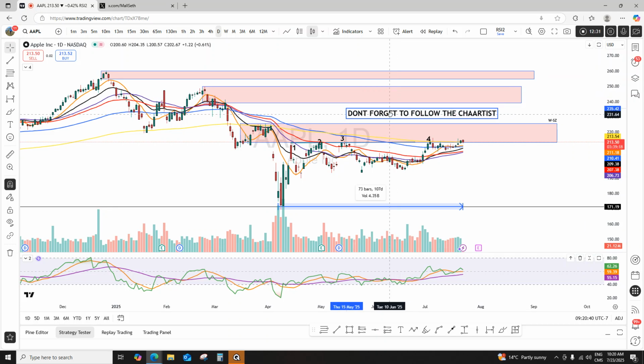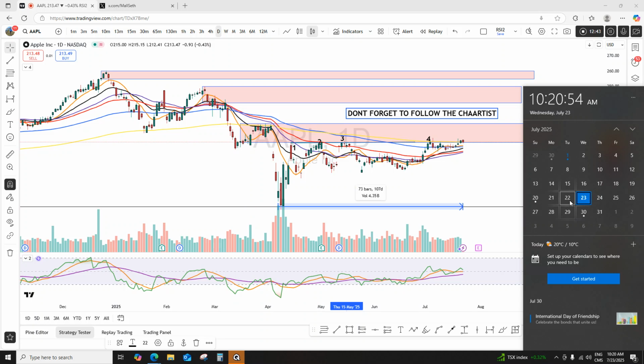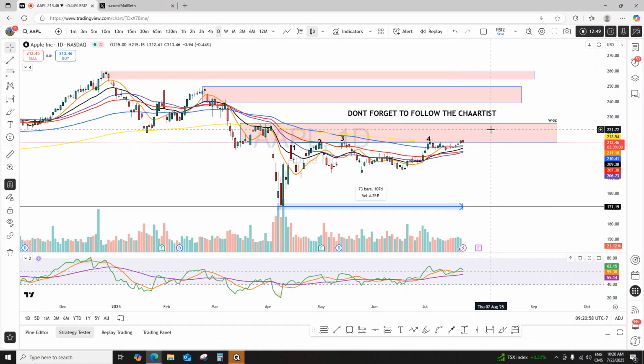Do not trade if you don't understand anything. As far as Tesla is concerned, my targets are still intact. If you haven't watched the analysis for Tesla, which I uploaded last night, 22nd of July 2025, you can go and watch it. It's there on TradingView as well.